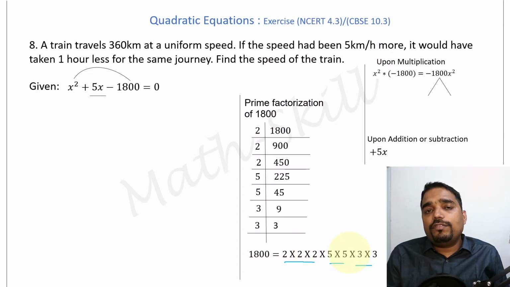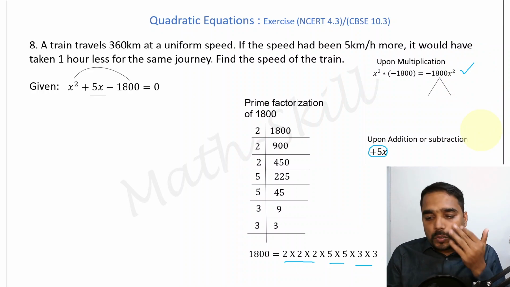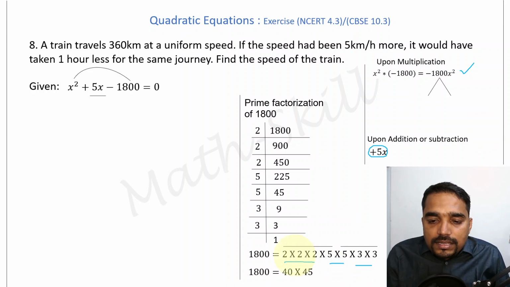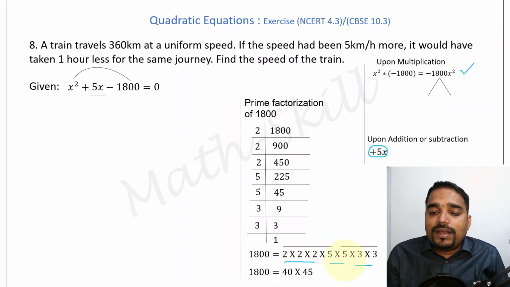Now we will have to rearrange the terms in order to get two factors. Those two factors upon addition or subtraction should give us plus 5x, and upon multiplication should give us minus 1800 x square. So in order to do that, let us rearrange the terms like this, that is 2 into 2 is 4, 4 into 2 is 8, 8 multiplied by 5 is 40, and 5 multiplied by 9 is 45.